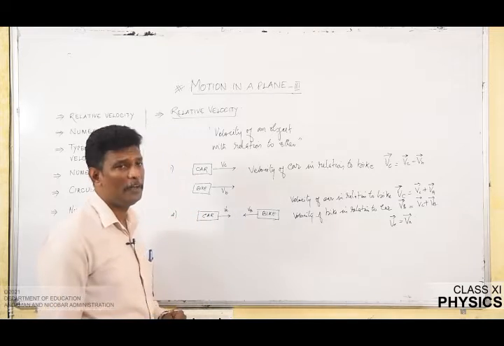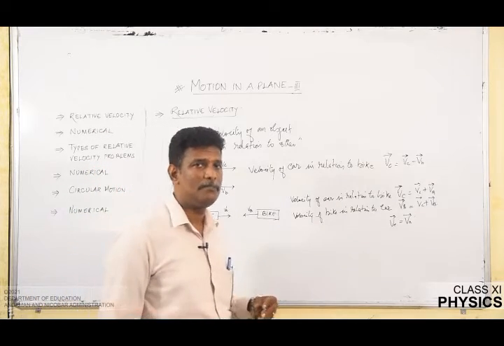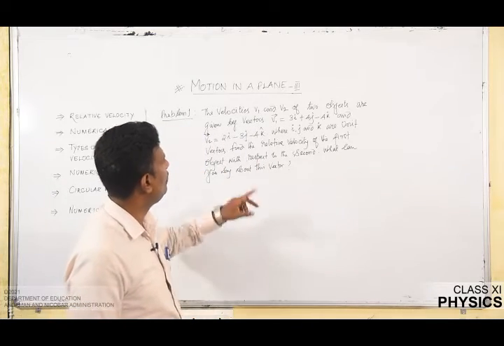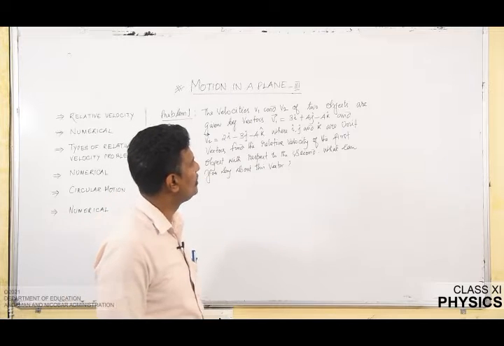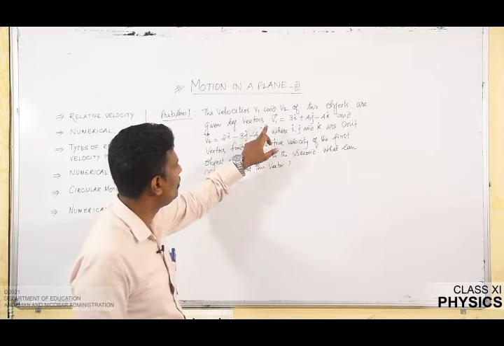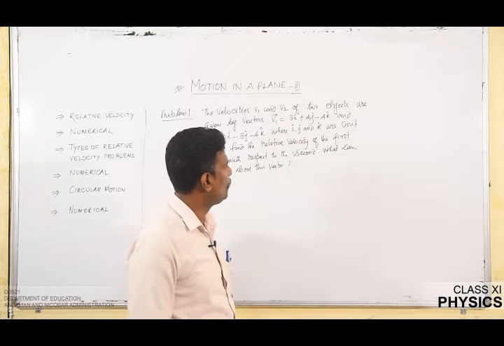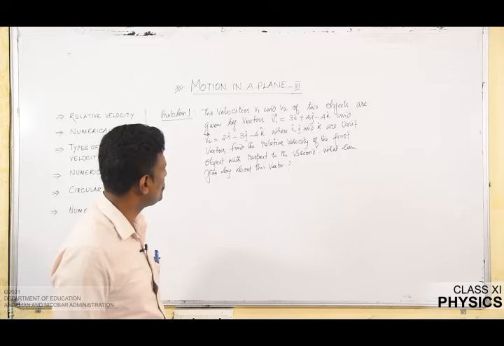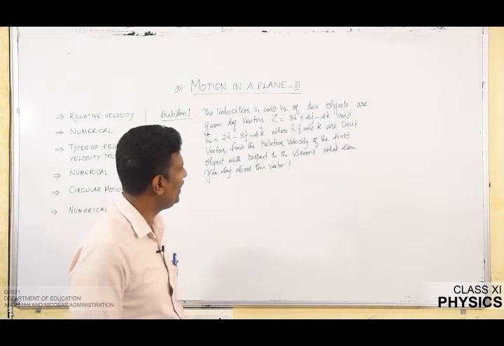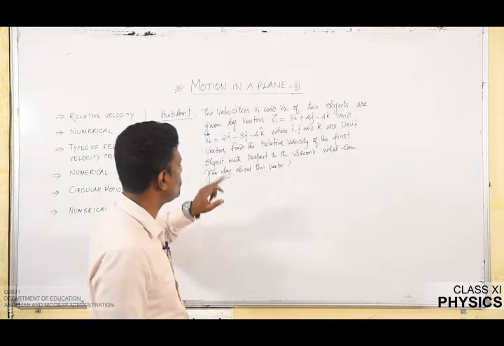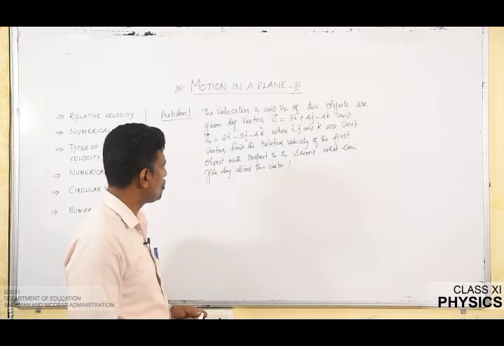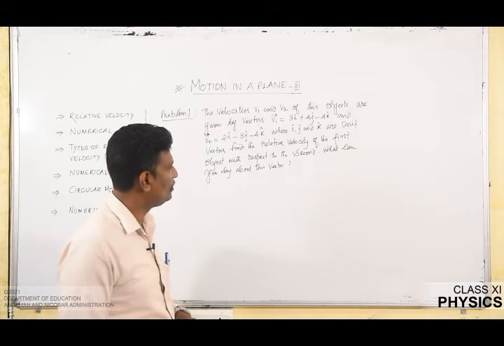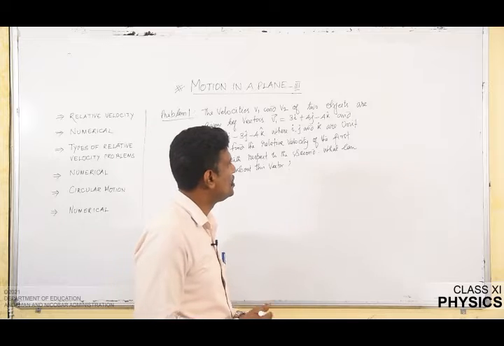Now let us do one numerical to understand the concept nicely. Let us proceed with the problem. The velocities v1 and v2 of two objects are given by vectors v1 is equal to 3i plus 4j minus 4k, and v2 is equal to 2i minus 3j minus 4k, where i, j and k are unit vectors. Find the relative velocity of the first object with respect to the second, and what can you say about this vector? This is the question given.